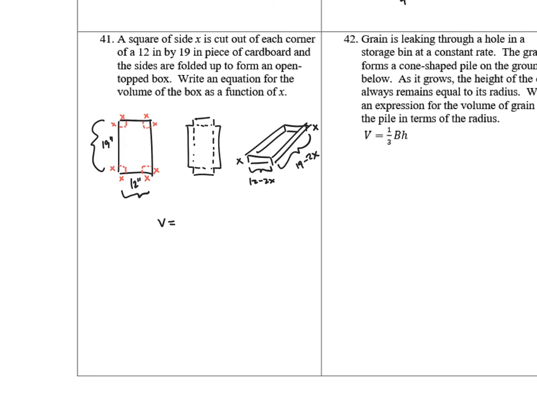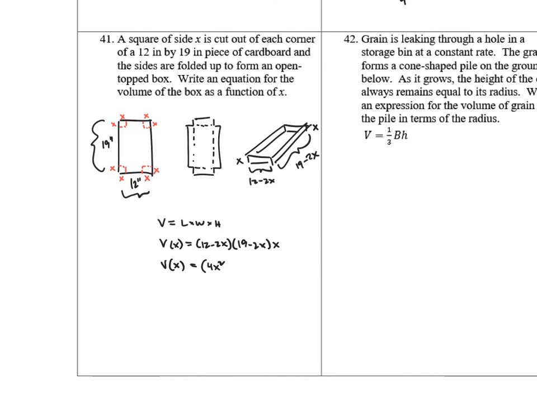So the volume of a rectangular prism is always length times width times height. Volume in this case, with respect to x, which is how much you cut out of it, would be its length, which I would probably call 12 minus 2x, times its width, which is 19 minus 2x, times its height, x. Okay, and as I do a little work to multiply this out, I would get 4x squared. I'm just FOILing.